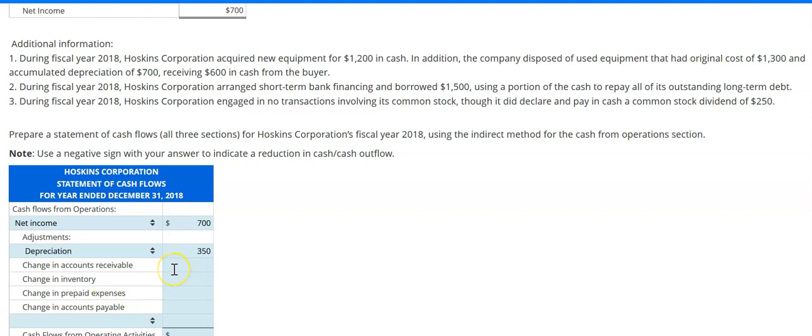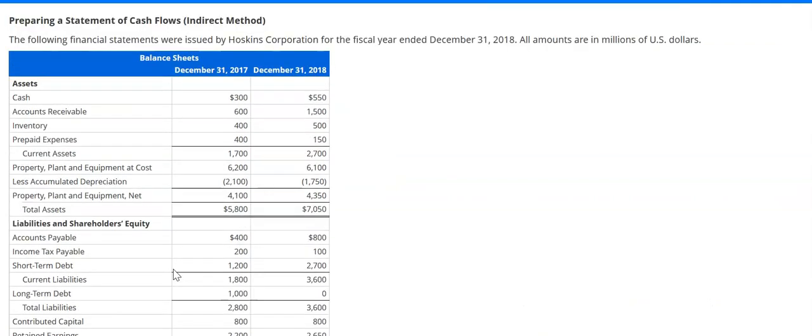So we're going to have to utilize the balance sheet for these, and it is up here. And the first item that they gave us was accounts receivable. And so notice, again, at the end of 2017, our accounts receivable balance was $600. Well, now it's $1,500. So what that means is that there are $900 in sales net over the course of a year. $900 in sales, additional sales, that have not been collected in cash.